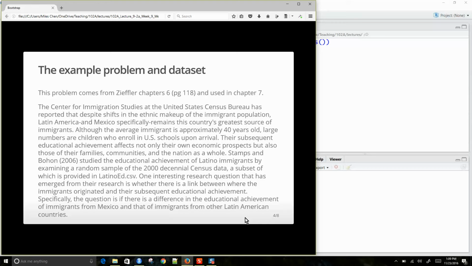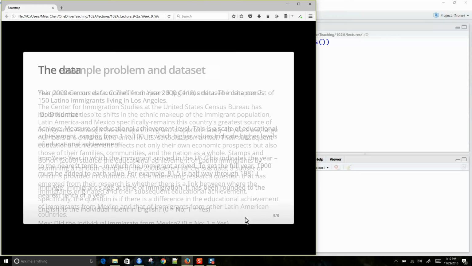Okay, and that's the question that the researchers asked, and so they took some year 2000 census data, okay. And we have a sample of 150 people, some coming from Mexico, some coming from the other Latin American countries, and we're looking at the education achievement there, and we want to know, is there a link between those things or not? Okay, and of course, because these are observational studies, we cannot draw any kind of cause and effect conclusion. All we can say is there seems to be a link or a difference, but we don't know why, and it's just looking at this sample, okay?